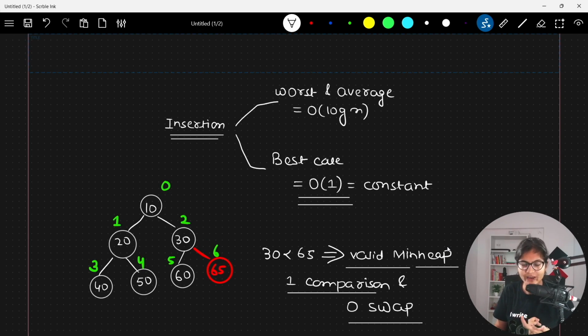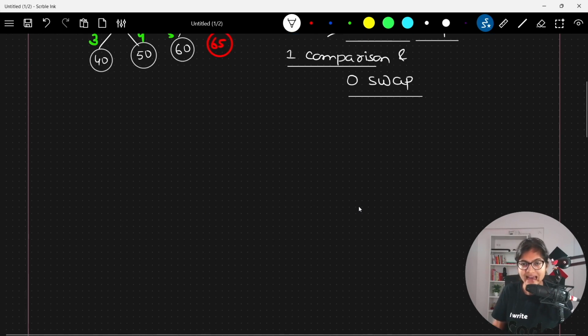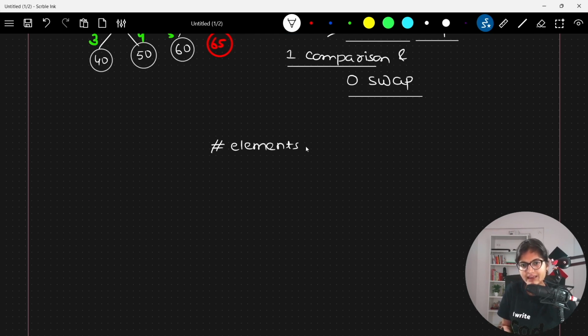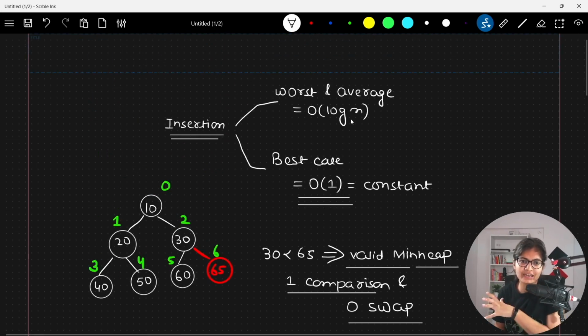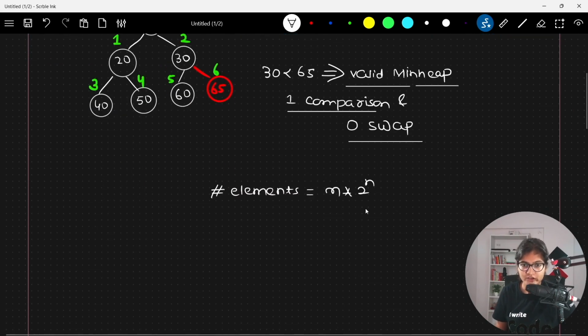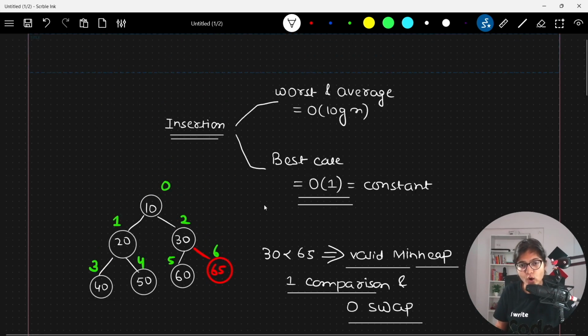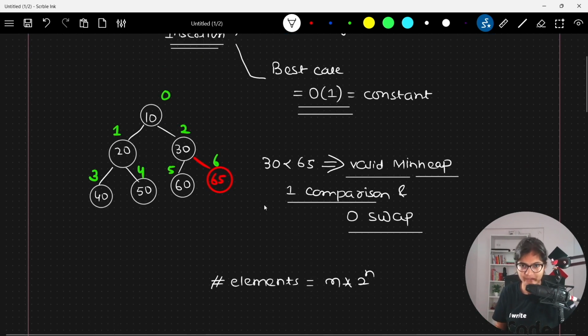Another question which can be asked from you with respect to the previous video is that suppose the number of elements given to you in total is n into 2 to the power n. What do you think should be the overall time complexity of inserting any new element inside the Minheap? The number of elements is already n into 2 to the power n. What is the overall time complexity required for the insertion of a new element?